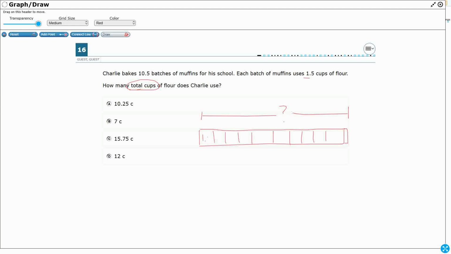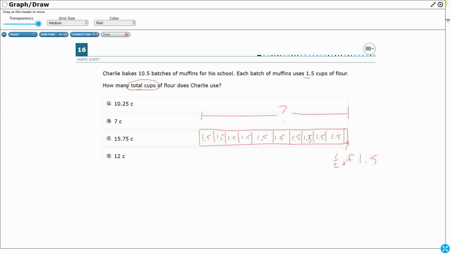So this would be 1.5, 1.5 all the way down. And then for our very last one, that little half cup, it's not a full 1.5, it's half of 1.5. So I'll put that right there. Half of 1.5. So that's our strip diagram to represent that. So I've got 10.5 cups of 1.5.